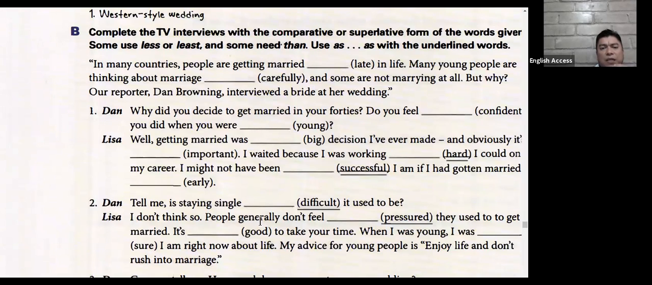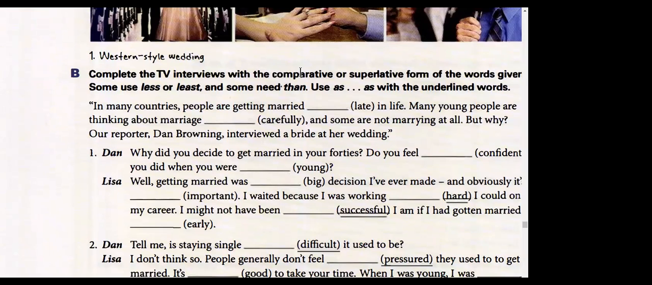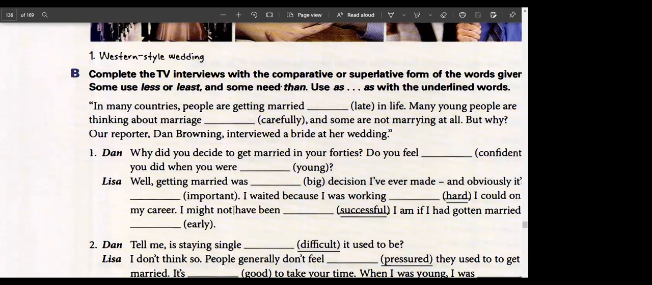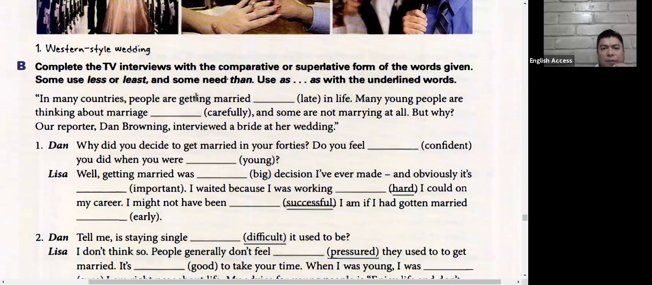Let's do exercise B. Complete the TV interviews with a comparative or superlative form of the words given. Some use less or least, and some need than. Use as with the underlined words. Number 1. In many countries, people are getting married.